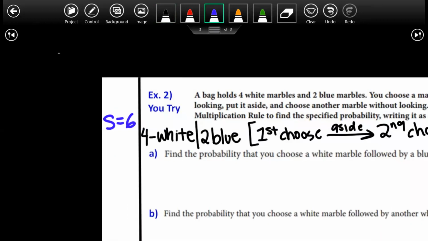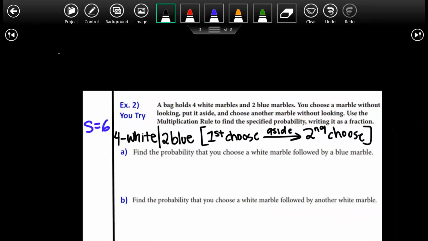Now find the probability. So we're looking at our first one here. It says find the probability that you choose a white marble. So we're going to look at the probability of a white, and then we're going to look at the probability of a blue. A white, then blue. So we're going to look at white and then blue.